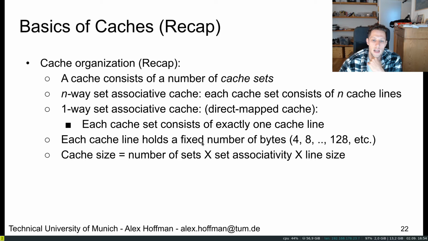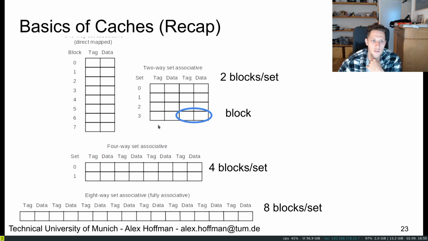Each cache line holds a fixed number of bytes, and so if we look at a picture of this, we can see that we'll have these blocks, and what these blocks represent is a cache line, in that they store the data.